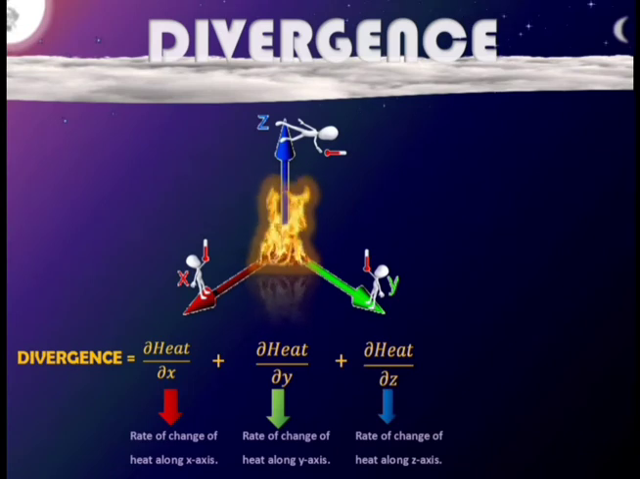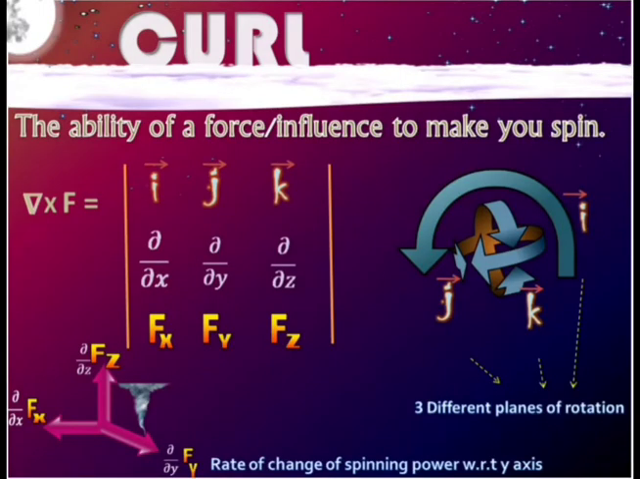Divergence can be visualized as the rate of change of the field as you move away from the source of the field in a three-dimensional setup. Curl, on the other hand, can be seen as the ability of a field to try to rotate you or spin you in a certain direction. i, j, and k being the three different planes of rotation, three different dimensions in which rotation can take place.